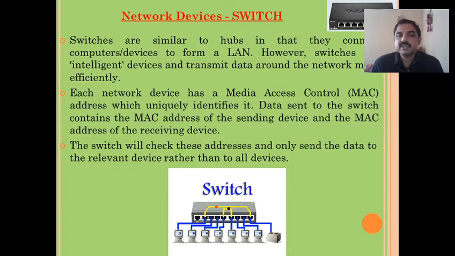Each network device has a media access control address, or MAC address, which uniquely identifies it. Data sent to the switch contains the MAC address of the sending device and the MAC address of the receiving device. The switch will check these addresses and only send the data to the relevant device rather than to all devices.